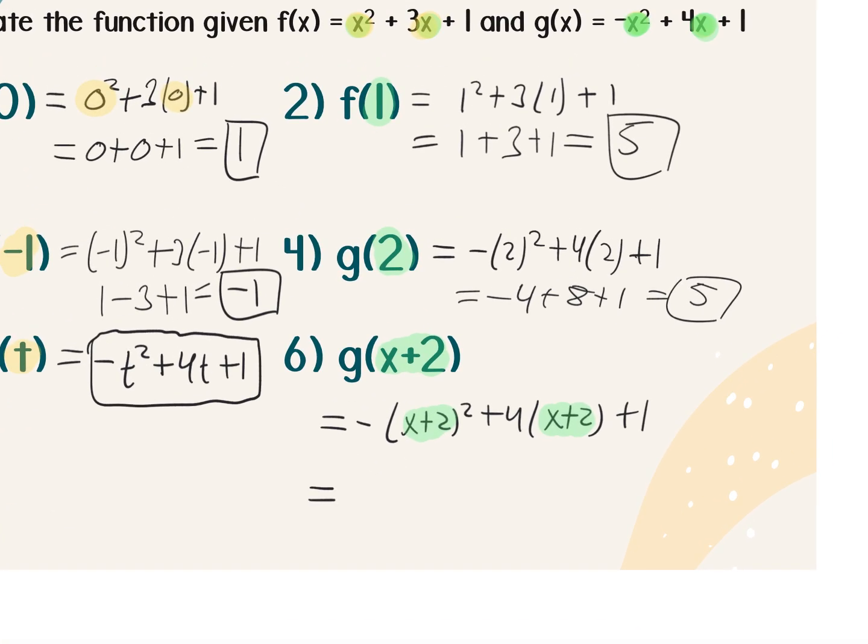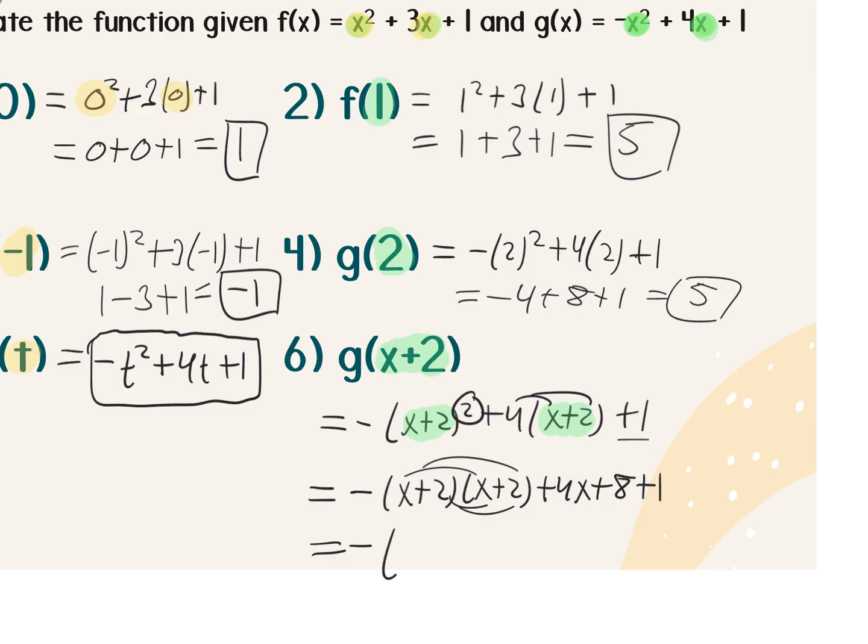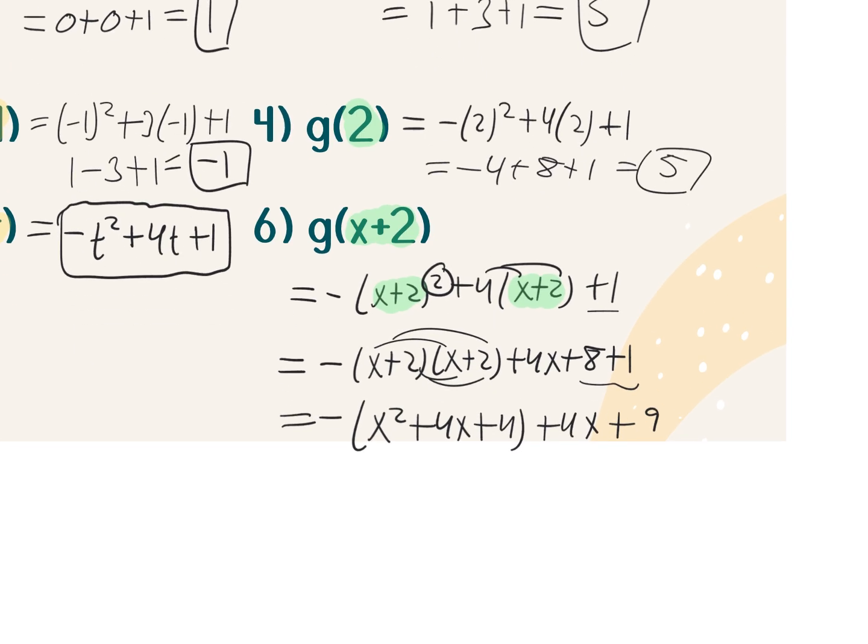And so all we really have to do here is write this twice and FOIL it. So this is going to be an x plus 2 times an x plus 2. We can distribute that 4, and then we get a 4x plus 8 plus that 1 on the outside. And then when you FOIL this, you end up with the negative, and then in parentheses x squared plus 4x plus 4, and then plus 4x plus 8 plus 1 is 9. And then you can just distribute that negative, simplify, and then combine like terms.